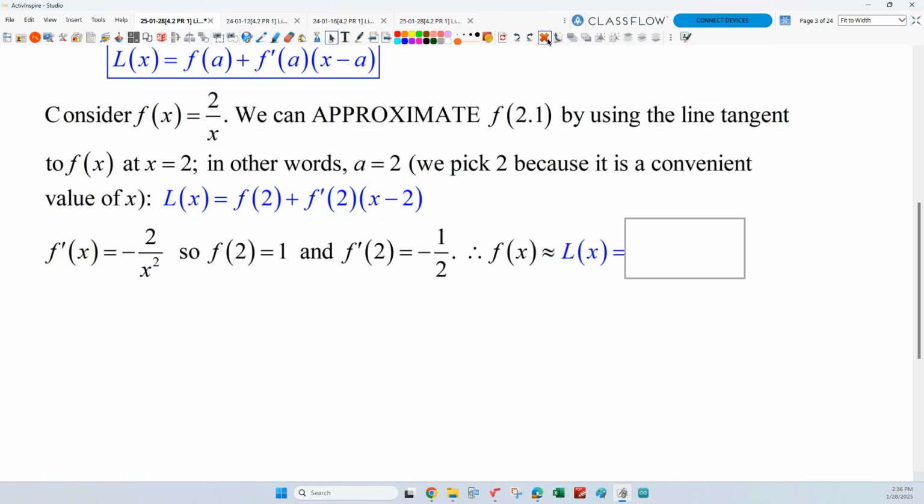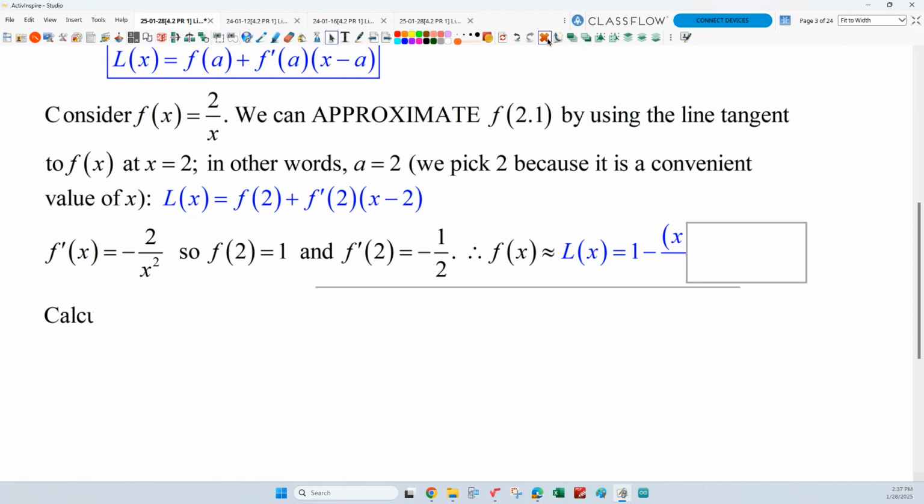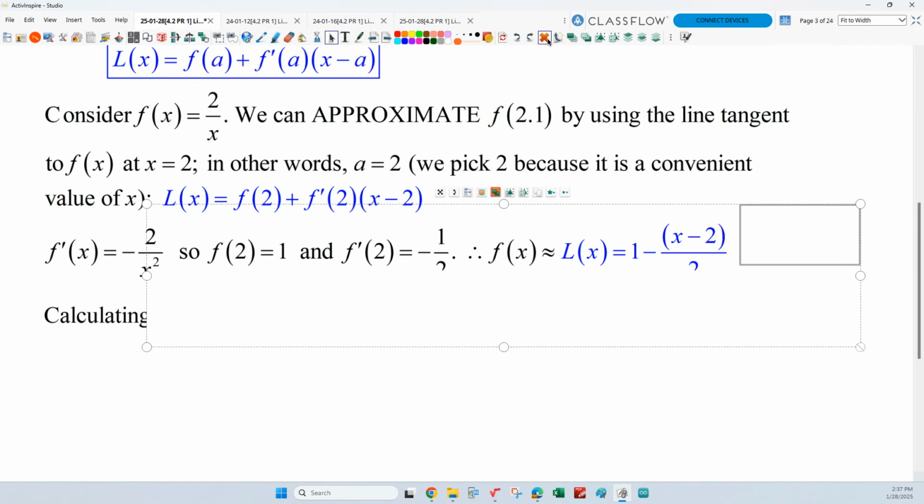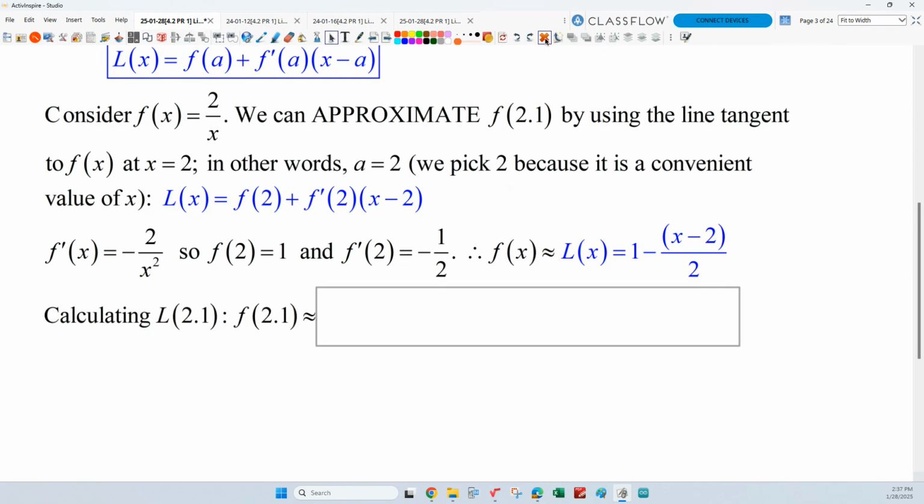So then we can be more specific. What is our linearization if we actually plug in values? Well, f of 2 is 1, we said, right? f prime of 2 was negative 1/2 times x minus 2. So don't we just get that? Everybody agree? Okay, so that's our line. That's the line that approximates our function for values close to 2.